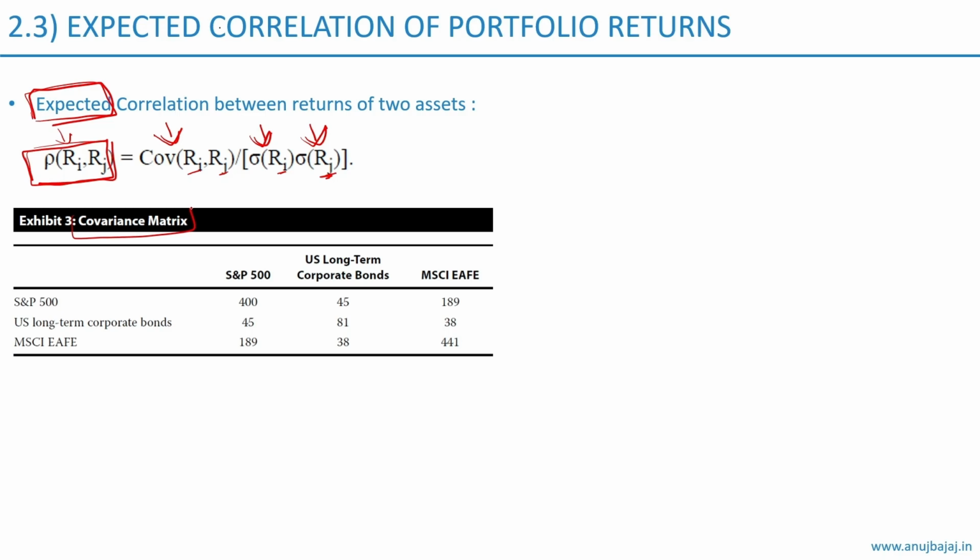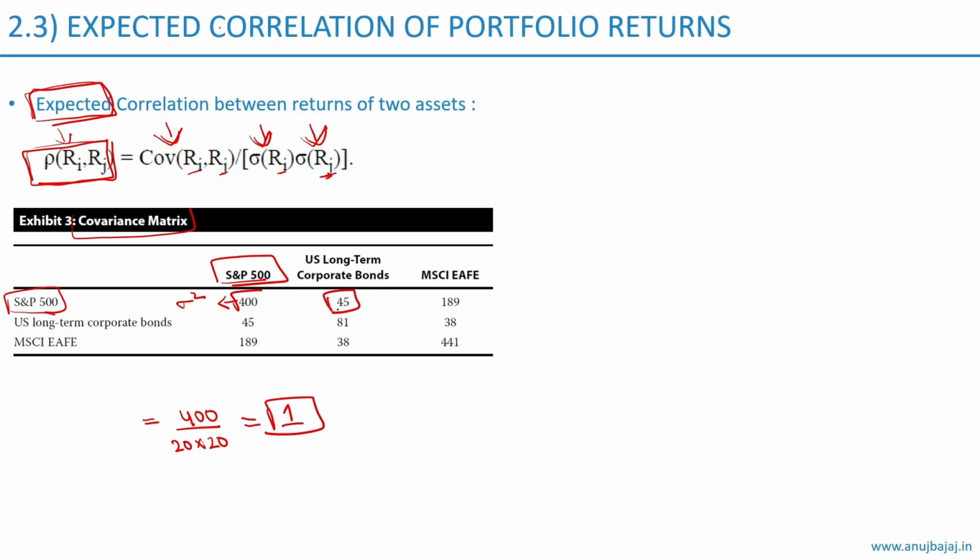So this was the covariance matrix that we had seen earlier. Let us find out the correlation between each of the 3 assets. The correlation between S&P 500 and S&P 500 will be the covariance, which is 400, divided by the standard deviation of S&P 500 and the standard deviation of S&P 500. This term here is nothing but the variance, so if we take the root of this, we should get the standard deviation of S&P 500. The standard deviation of S&P 500 is 20 multiplied by 20, and we get the correlation to be positive 1.